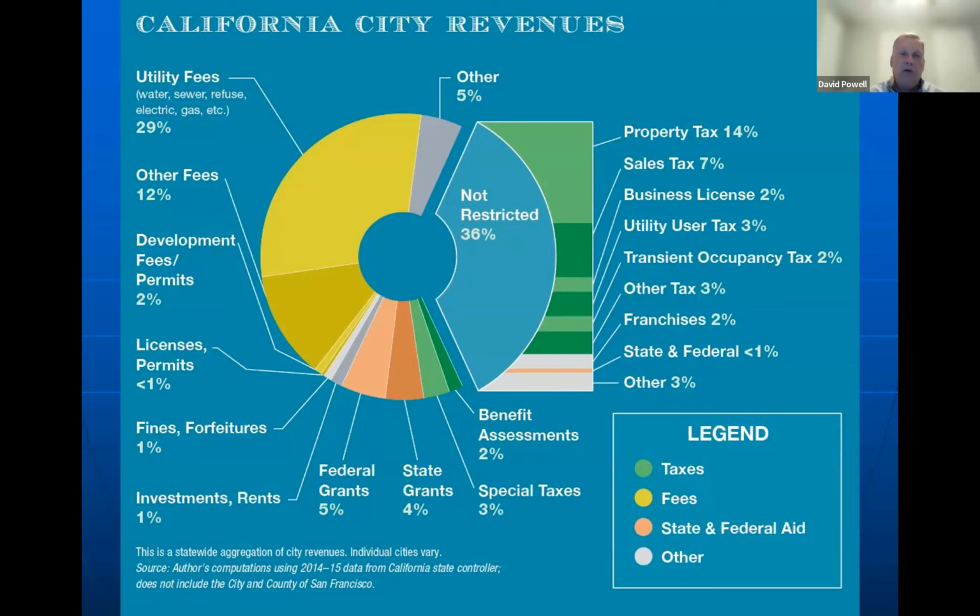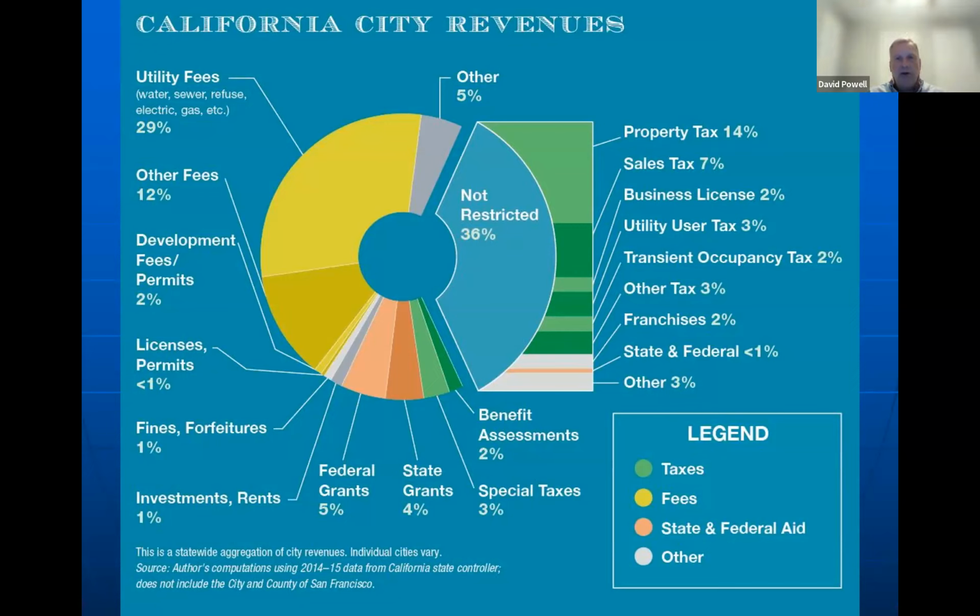And then on the left side, you'll see where a lot of the revenue comes from, especially revenue that is restricted in nature. That's utility fees and charges, that's 29%. Added to that, other fees, miscellaneous fees, another 12%, developmental fees, 2%, licenses and permits, 1%, fines and forfeitures, 1%, investments and rents, 1%, intergovernmental grants, 9%, 5% from the federal government, 4% from state governments, 3% for special taxes, earmarked taxes that are going for specific types of purchases, 2% for benefit assessments.